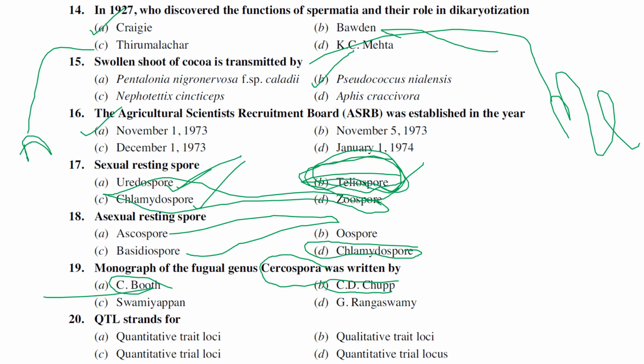Next one, QTL stands for: quantitative trait loci, qualitative trait loci, quantitative trial loci, quantitative trials locus. So the answer for QTL is quantitative trait loci. So the answer is A. This quantitative trait loci term was first given by Geldermann in 1975.